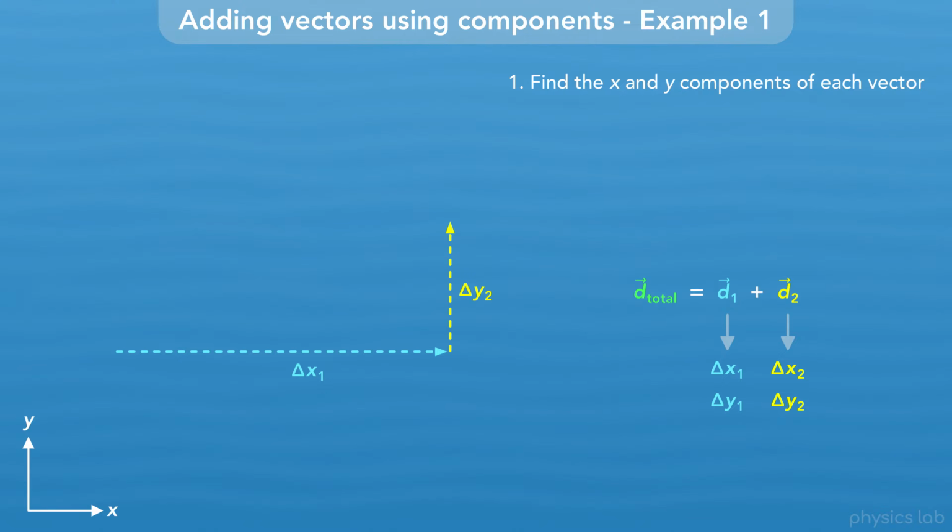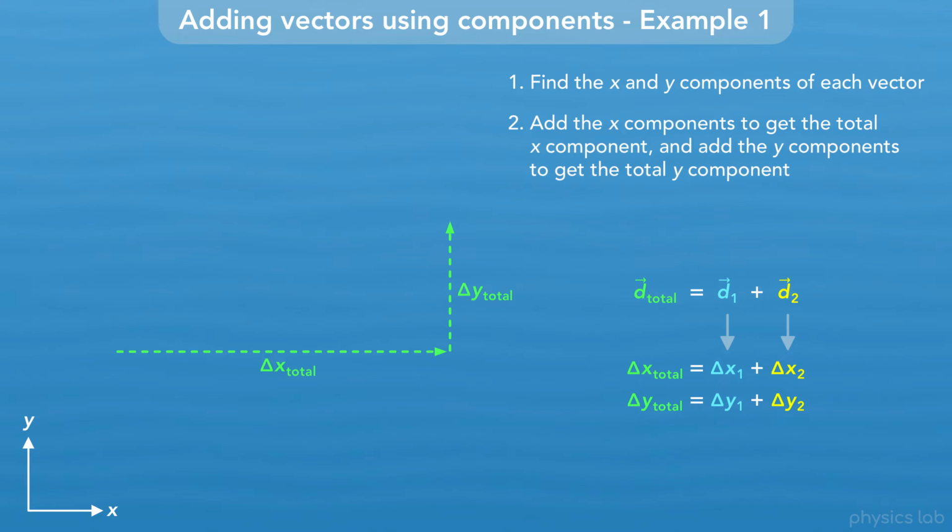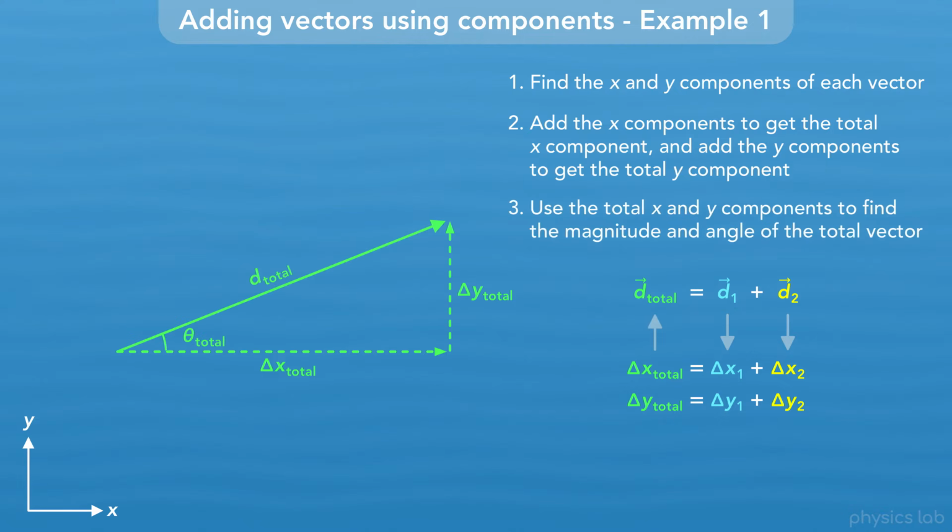First, we need to find the x and y components of d1 and d2. Second, we add the x components to get the total x component, and we add the y components to get the total y component. Third, we use the total x and y components to find the magnitude and angle of the total displacement vector. Let's walk through each step.